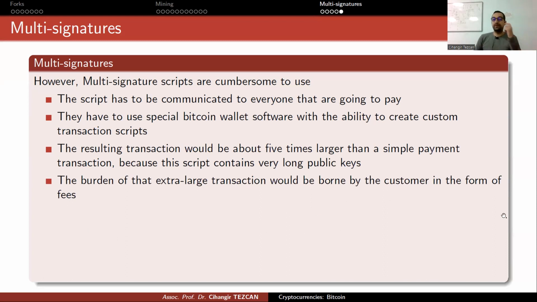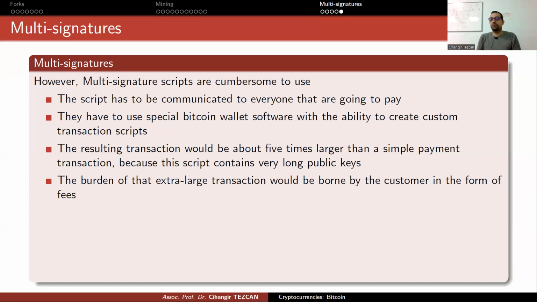So this is the problem. For instance, you are the person who wants the money to be transferred to a multi-signature account like this. The person who is transferring money to you has to include all of these public keys. So the transaction size will be large, and the person who is trying to send money to you will be paying the transaction fees. So you create the problem and your customer pays for it.